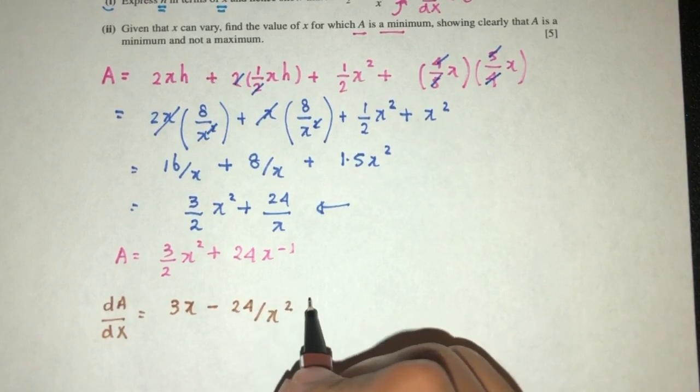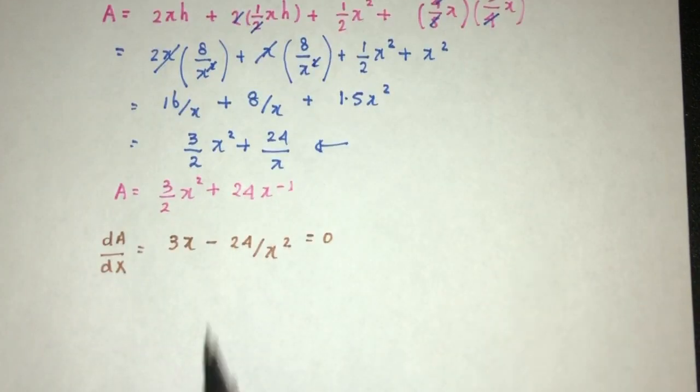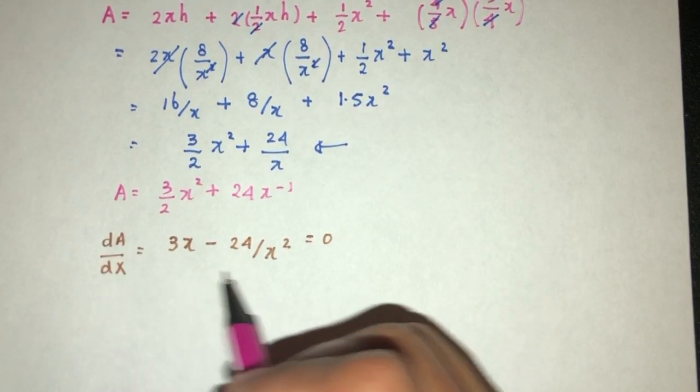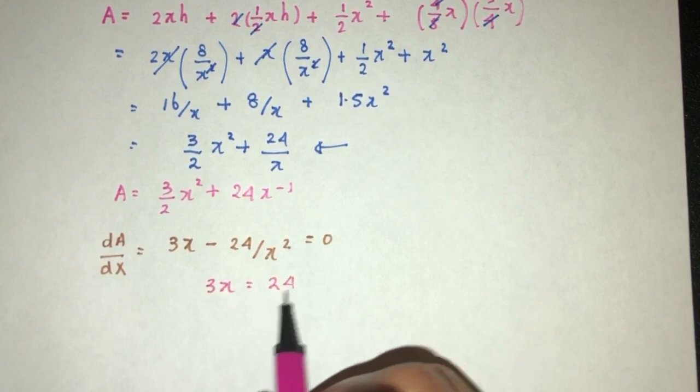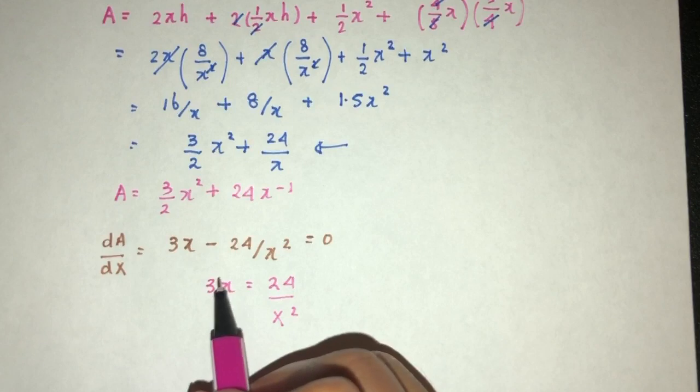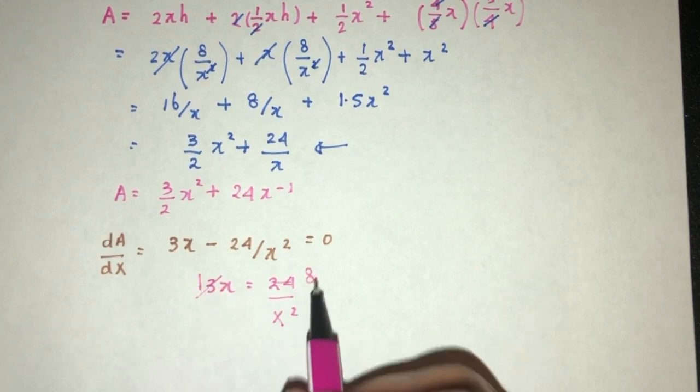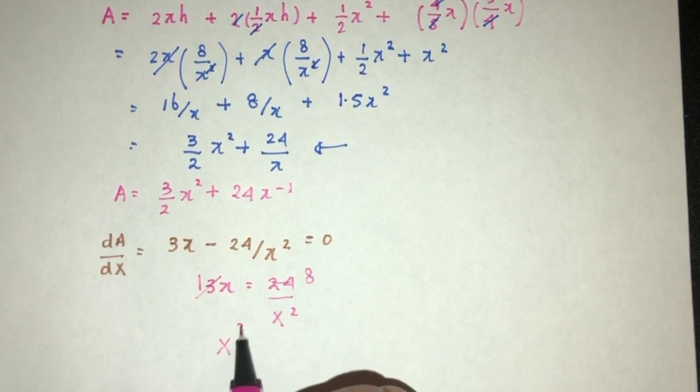Now equate that to 0, obviously. We can definitely simplify this. We can send this over here. You will have 3x is equal to 24 over x squared, and divided by 3, that should be x cubed is 8. So obviously x will be 2.